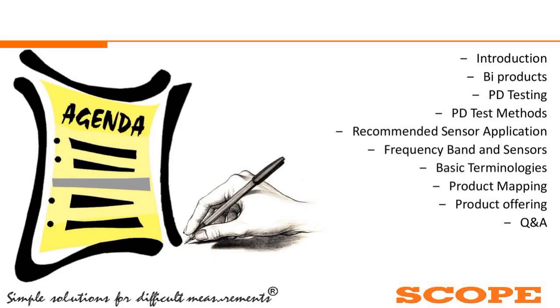So, as a quick review, what we are going to talk about today is the introduction to the byproducts of the partial discharge, how PD testings are done, PD testing methods, what are the different sensors available, what are the recommended zone or area of application, the different frequency bands of those different sensors, some basic terminologies and the software features desired for the PD testing, and at the end we will be talking about what are the different products which we are offering from our Scope side.